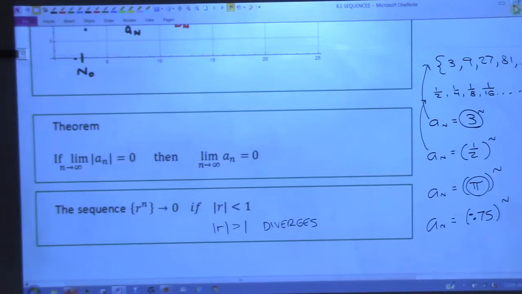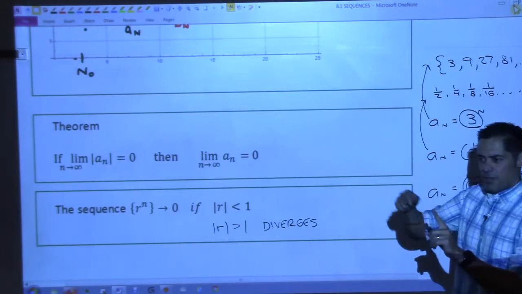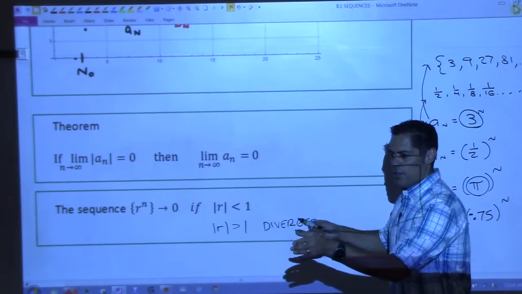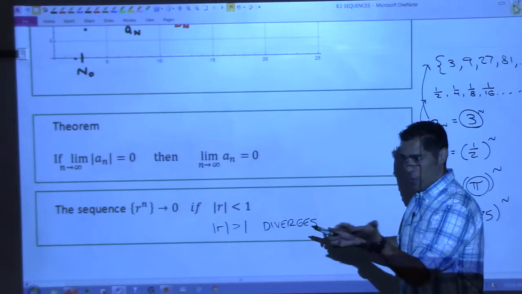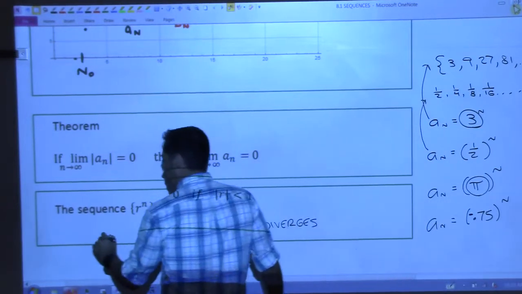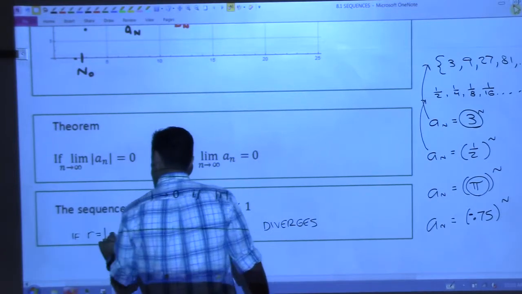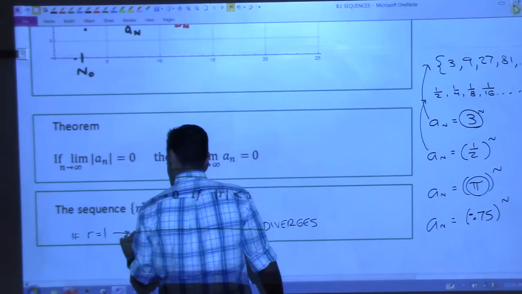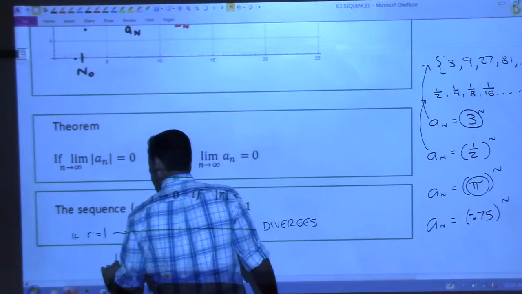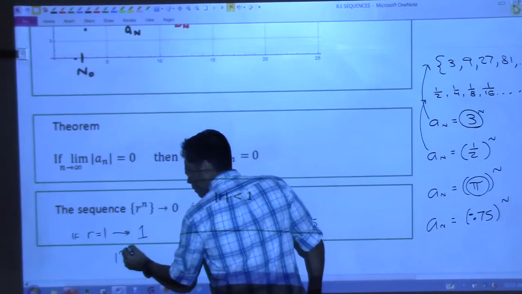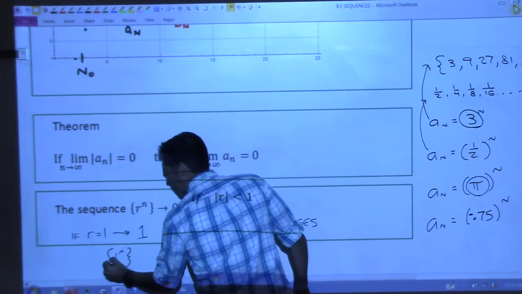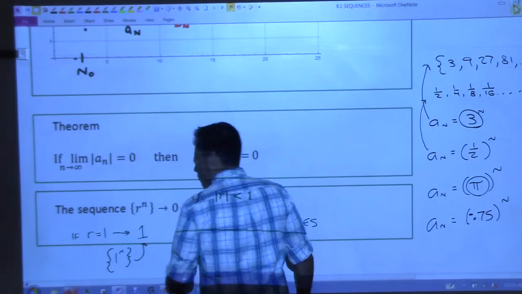And what if r is 1? What if r is 1? It'd be 1 squared, 1 cubed, 1, 1, 1, 1, 1. So it would converge to 1. So if r is 1, then it would converge to 1. Because basically you're looking at 1 to the n, right? That sequence right there would converge to 1.